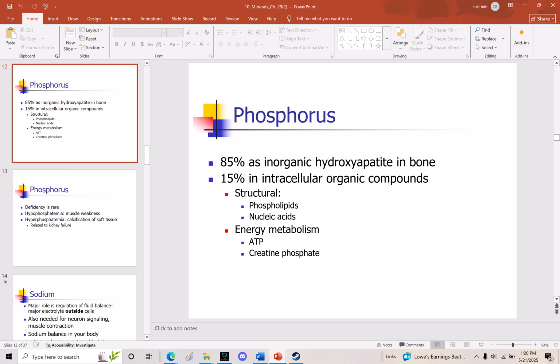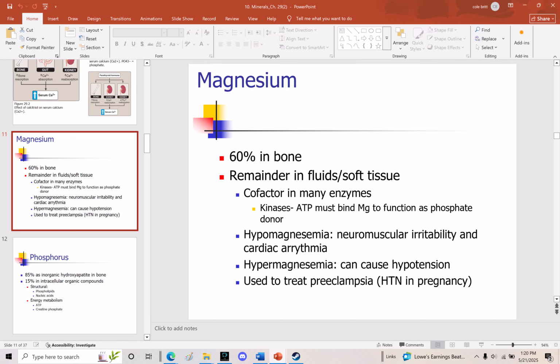Magnesium. Magnesium is another mineral in bone. So we do have it in bone. I don't care if you remember what percent it is, but a lot of it is found in bone. But there is quite a bit in soft tissues and your fluids because it has some really important functions. It is a cofactor for, oh, by the way, if I say coenzyme, we're talking about a vitamin.